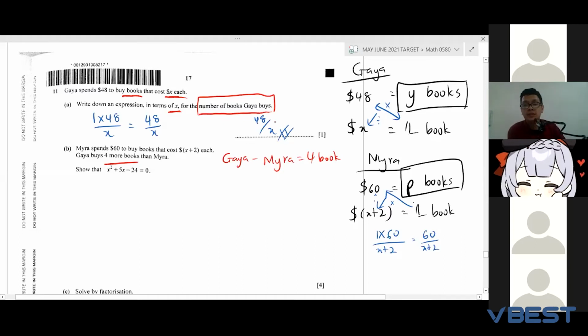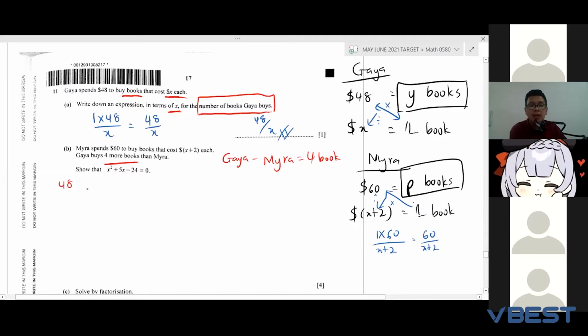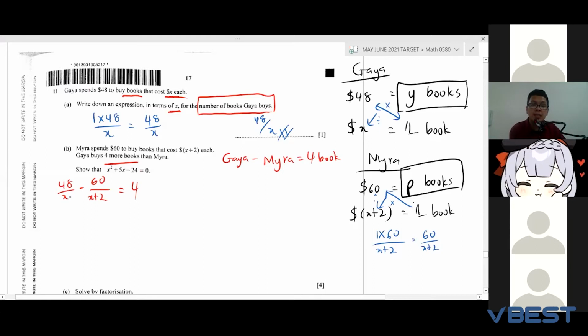So what are the terms? The term for Gaia is 48 over X, and then minus Myra, which is 60 over X plus 2, equal to 4. Then from here, you can get all this quadratic stuff. If you want to subtract fractions, make sure the denominators are the same. You can use the butterfly method, or any method you like, but make sure the denominator is the same. So X plus 2 and then X plus 2, and then multiply by X, multiply by X.